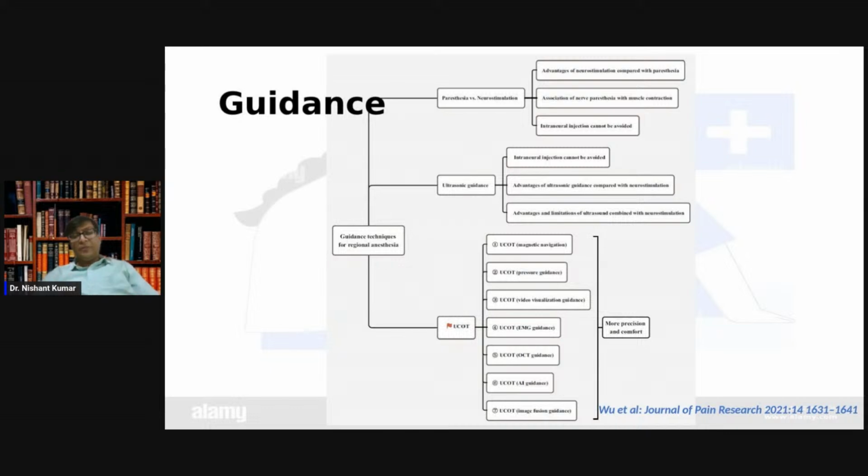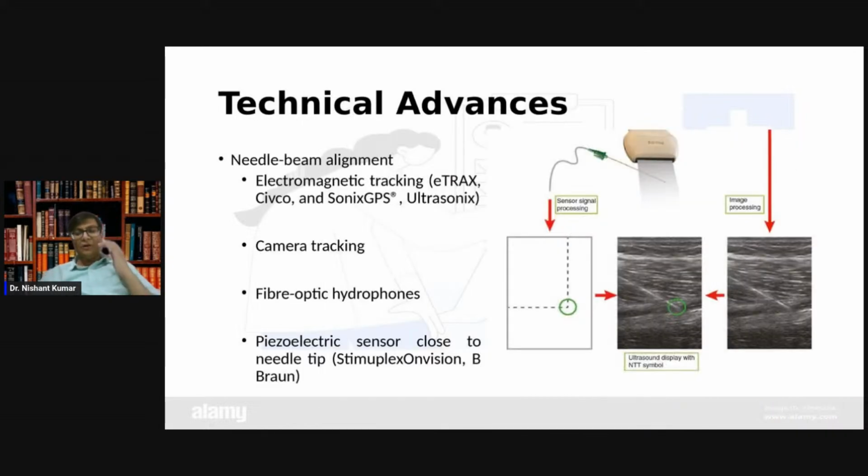Now, as I said about guidance, these are the different techniques. We started with the blind, then we started with neurostimulation, then nerve paresthesia with muscle contraction, then intraneural injection again, as I said, cannot be avoided. We started with ultrasound. Again, it says that intraneural injection cannot be avoided. Then we combine both the things. Then we have the optical techniques. So we have magnetic guidance, we have pressure guidance, we have video visualization guidance, we have EMG guidance, we have OCT guidance, and we have the AI guidance. And further such techniques are nowadays emerging.